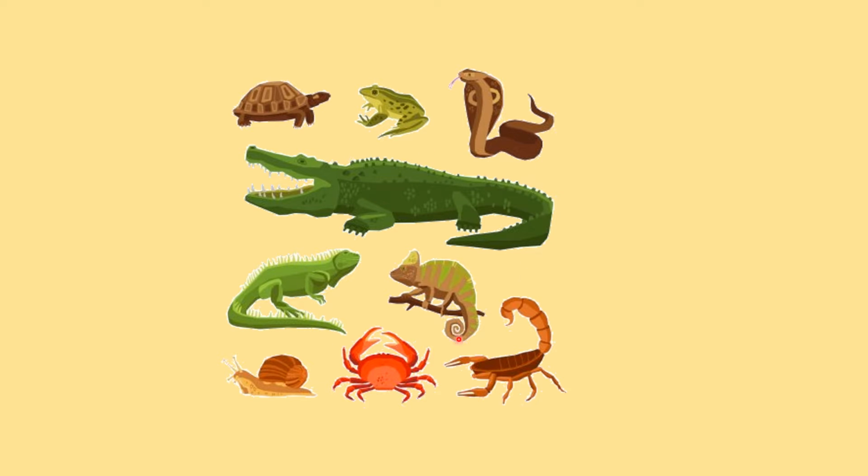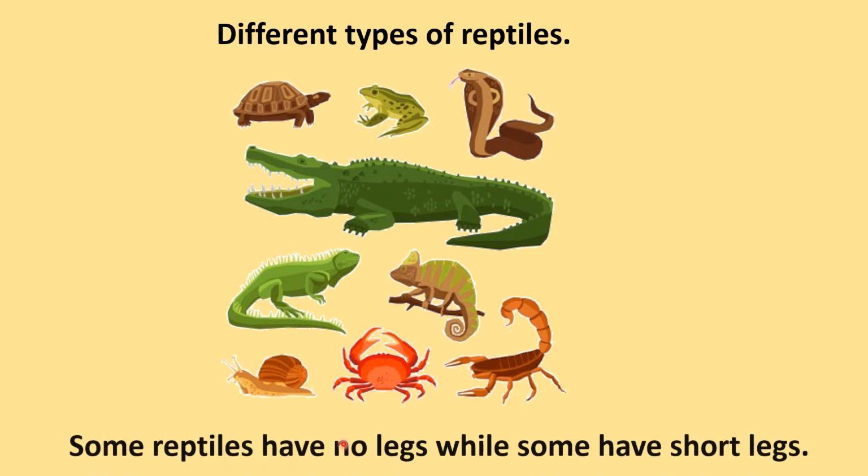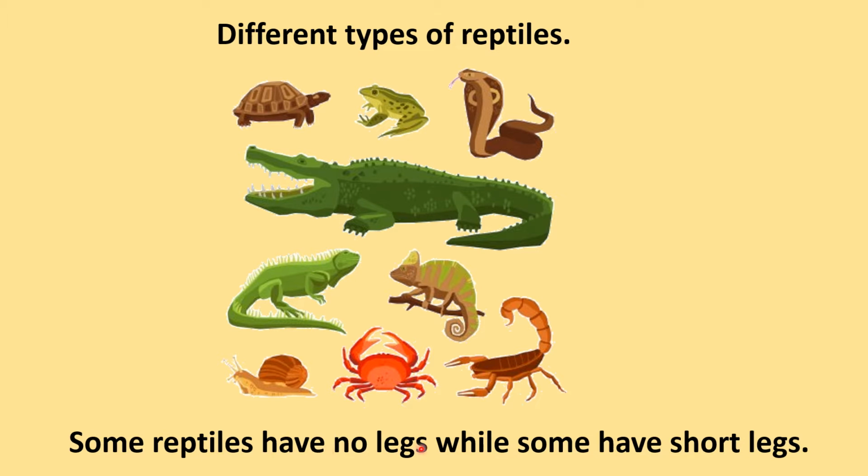Look at this picture, children, and you will see different kinds of reptiles. Reptiles are animals that crawl on the ground. Some reptiles have no legs, while some have short legs. So you see, children, reptiles like the snake or the snail, they crawl on the ground and they do not have legs. But the others have legs which are very short.